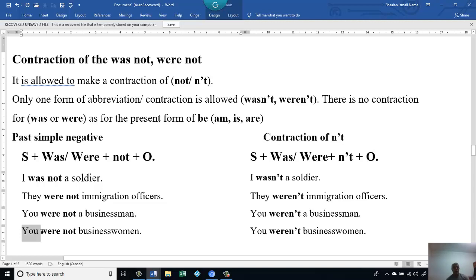For example, you were not businesswomen. If you look here, woman is one person, but women is a group. The other reason we don't have an article: usually we don't use the article a or an with a plural. We only use it with a singular noun. Here we have a group of women. Those women are businesswomen. So we say, you were not businesswomen, or make it a contraction: you were not, or you weren't businesswomen.